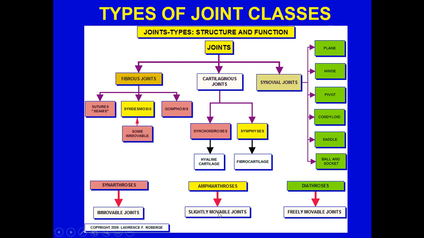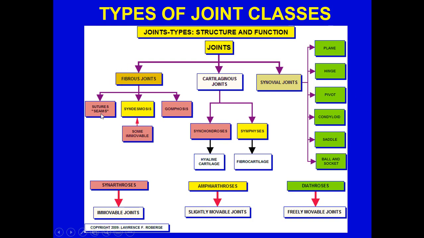Amphiarthroses are slightly movable joints, as opposed to the synarthroses, which are immovable. Diarthroses are freely movable joints. These you will commonly see with the synovial joints, whether it's plane, hinge, pivot, condyloid, saddle, or ball and socket. But let's go over this quickly.